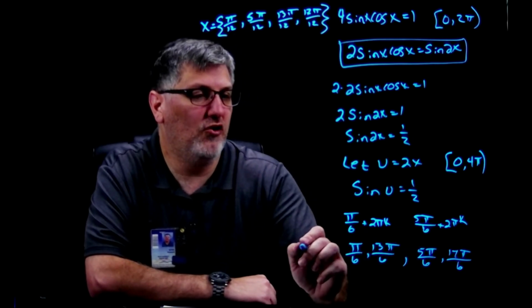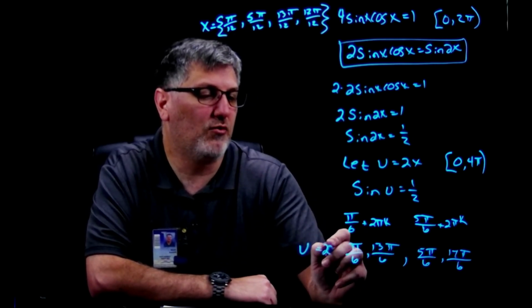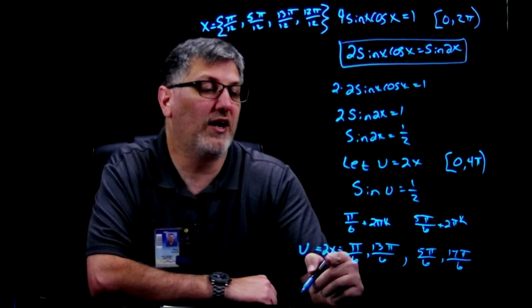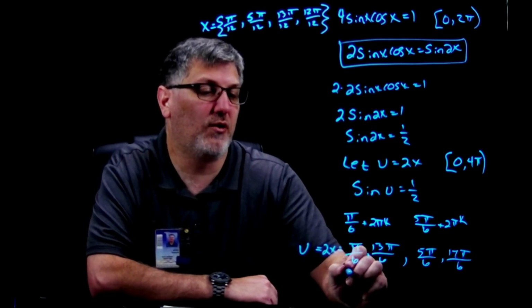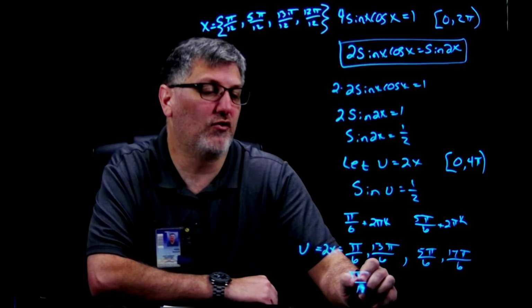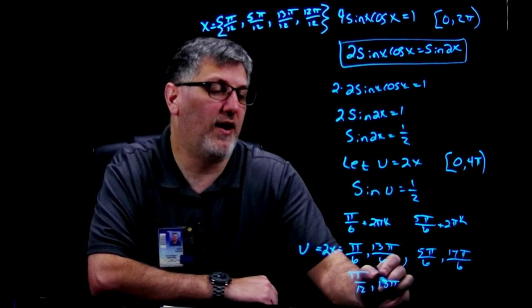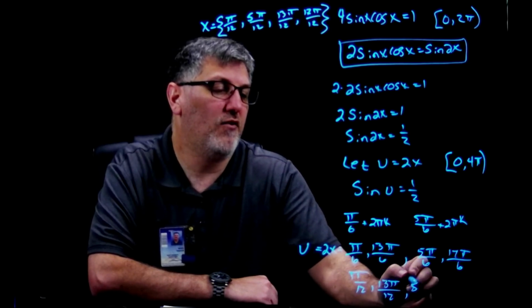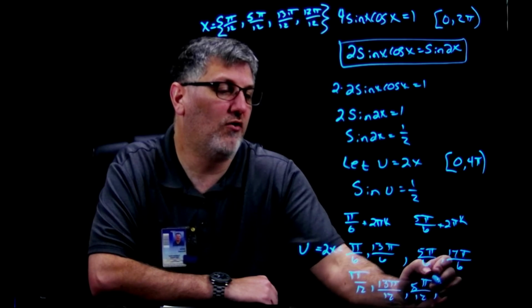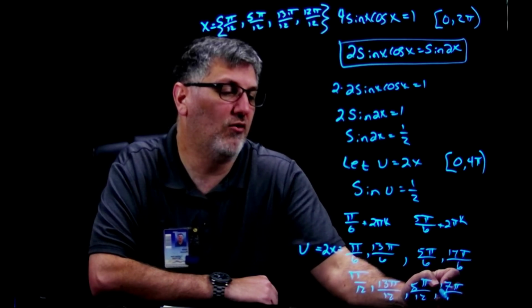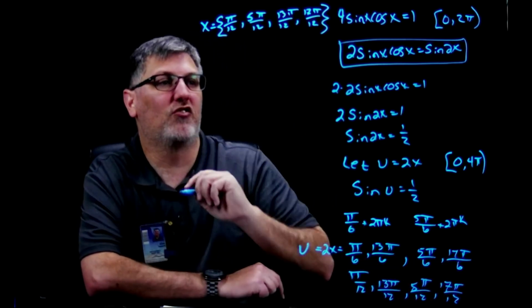This is what u equals, but we know u actually equals 2x. Well, I can divide all of these by 2, and guess what I get? Pi over 12, 13 pi over 12, 5 pi over 12, and 17 pi over 12, which are the same answers we got the other way.